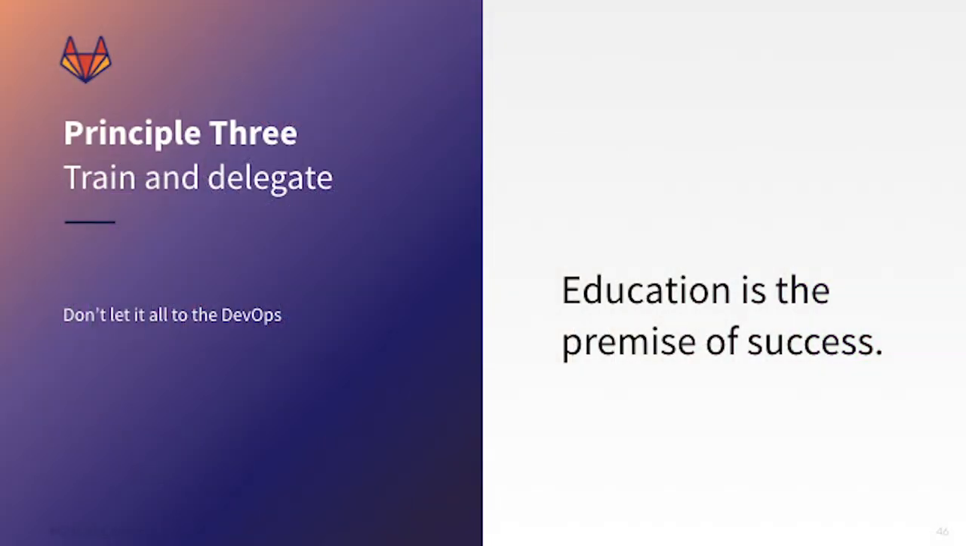What comes next? Train and delegate. Education is the premise of success. We have seen projects and teams where over the weekend, some DevOps engineer implements some cool stuff and just pushes it there, and the day after, everything is working and nobody knows what happened and why it is working that way. And then he takes holidays and the whole team cannot work anymore. You have to stop that.